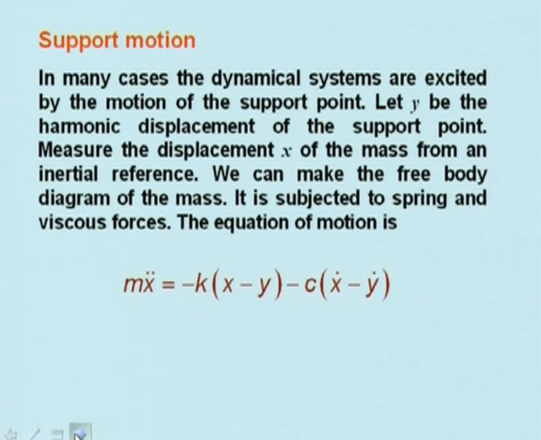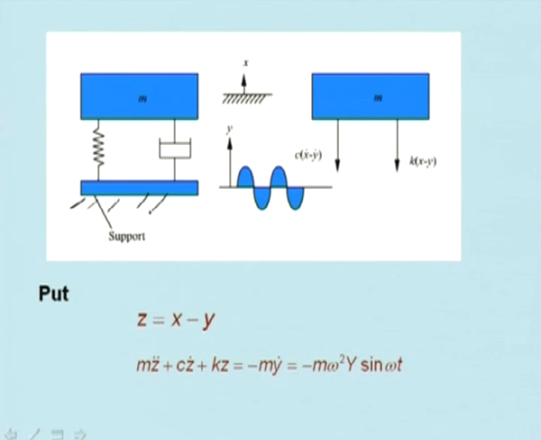Now let us discuss the other type of problem, the problem involving support motion. What is this? Suppose you have kept the system on a fixed support like this, and this is the mass, this is the spring, and this is the dashpot. Now the support itself is being excited and is undergoing displacement y, and the mass itself is undergoing displacement x. This is the equilibrium position of the mass, and x is the displacement from this position.